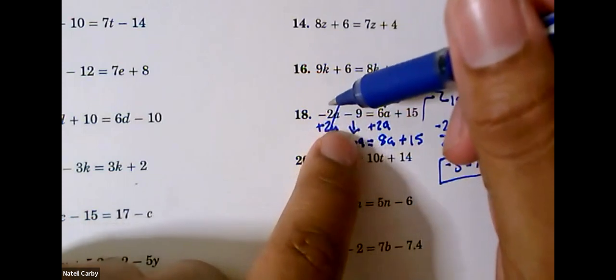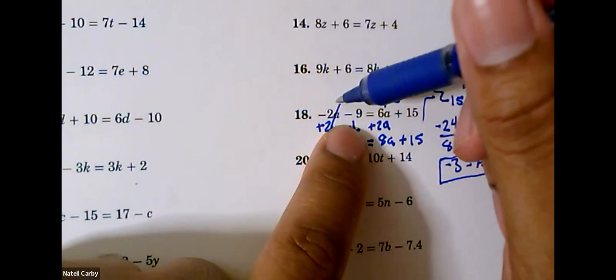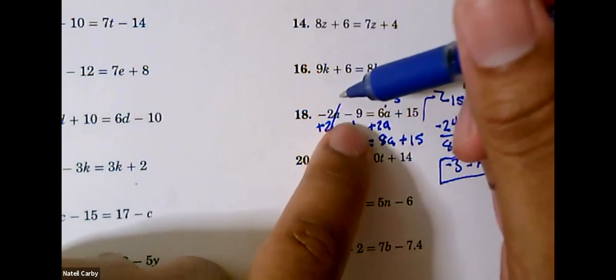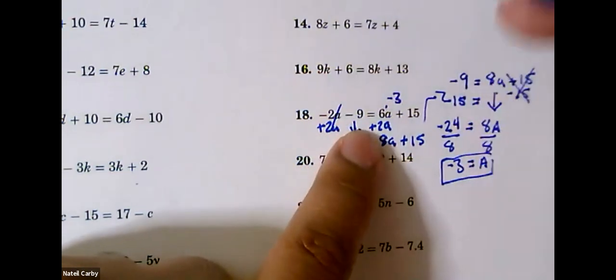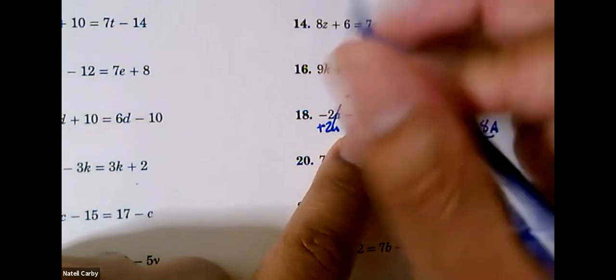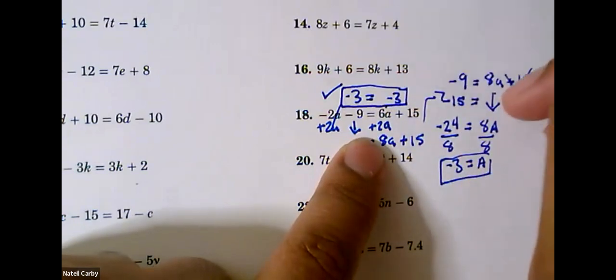Okay, now let's check it just to be on the safe side. 6 times negative 3 is negative 18, and negative 18 plus 15 is negative 3. So I get negative 3 over here. Let's do it over here. Negative 2 times negative 3 is 6. And 6 minus 9, or 6 plus negative 9, is also negative 3. Everything checks out. We good to go.